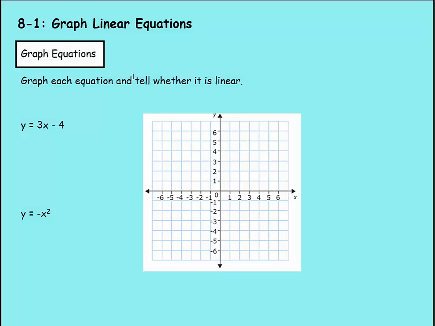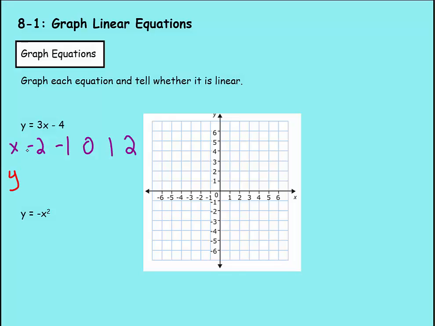It says graph each equation to tell whether it is linear. So we have y equals 3x minus 4. What we can do is plug in numbers for x, and we're going to get numbers for y. When we do that, we'll have coordinate points to put on this coordinate plane. So for x, I would like to plug in -2, -1, 0, 1, and 2. So what's y going to be whenever we plug those numbers in?